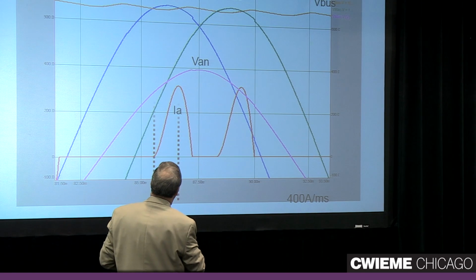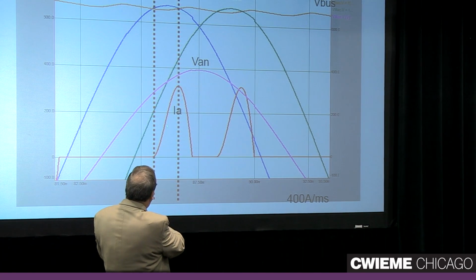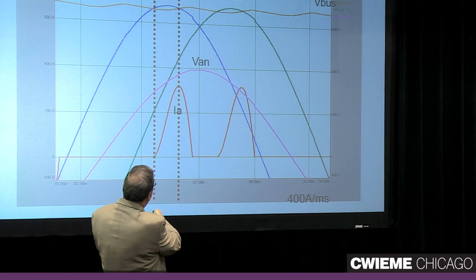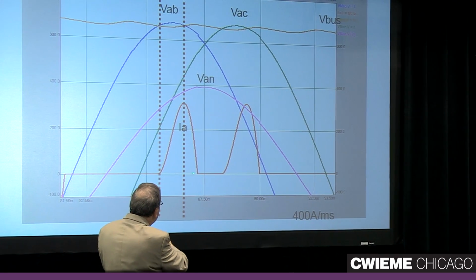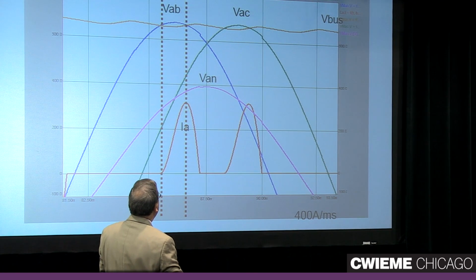And so right here, isn't that cool? So right here is when the current can increase. It's because the line voltage exceeds the DC bus. And right at this point, it's no longer increasing. And then it drops off fairly quickly after that. And then nothing happens until this next time comes along here.